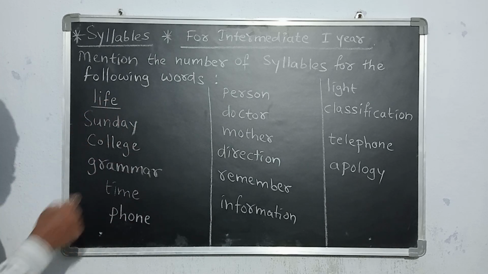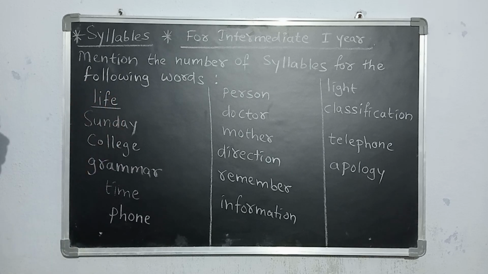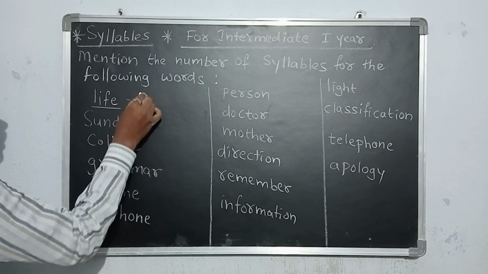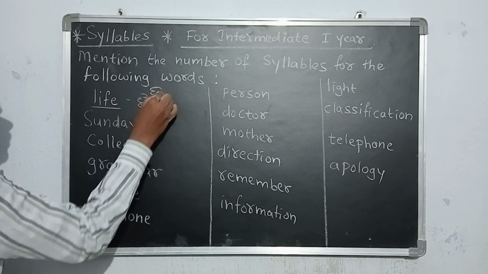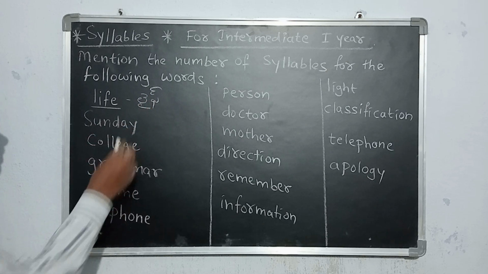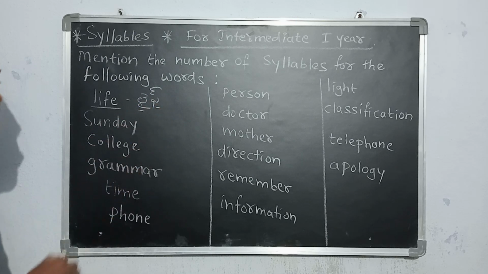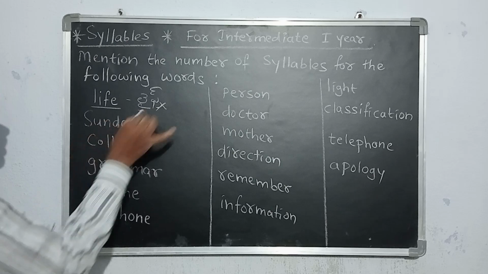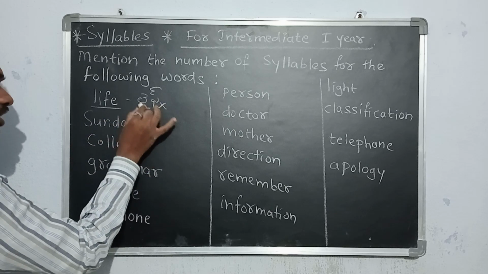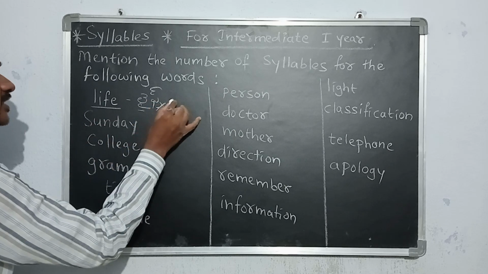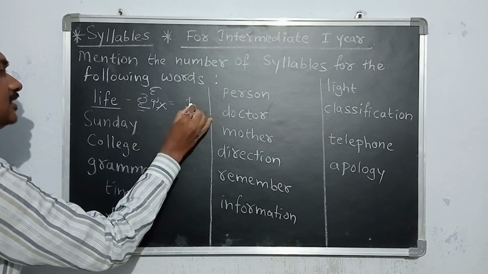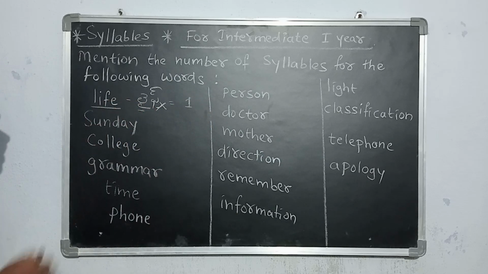To find out how many syllables are there in this word, we can write this word in Telugu. How many letters are there? One, and this is the second, but we don't count these half letters. So there is only one syllable in this word, life.